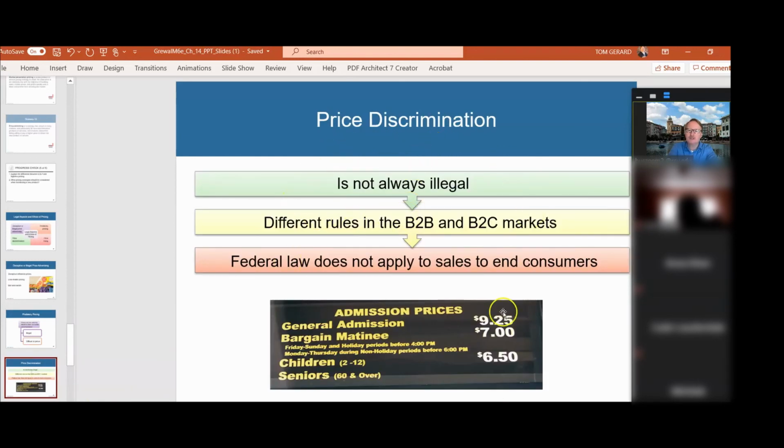Price discrimination. This happens all the time. It is not always illegal. This is discrimination. When we think of discrimination, we think, oh, you're of this race, or you're from this religion, or you're disabled, and we're going to set a price that's different for you based upon those things. Well, that's illegal, but it's still done.